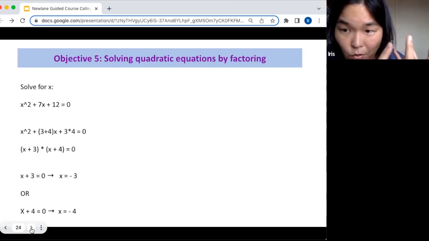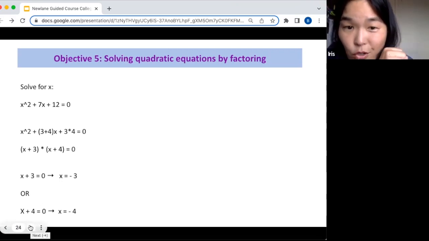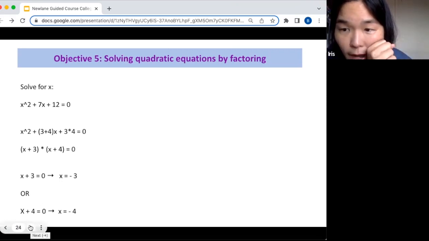So either x plus 3 is 0 or x plus 4 is 0. So either x equals -3 or x equals -4. These are the two solutions to the equation. When we say solve for x, we say x equals -3 or x equals -4, and that's it.